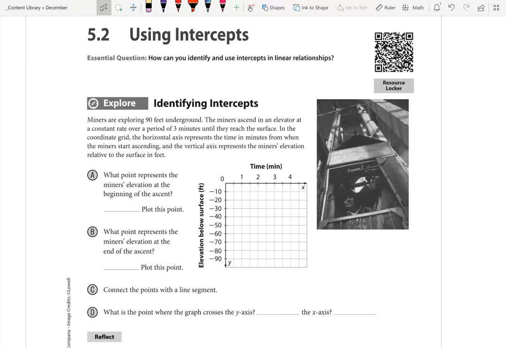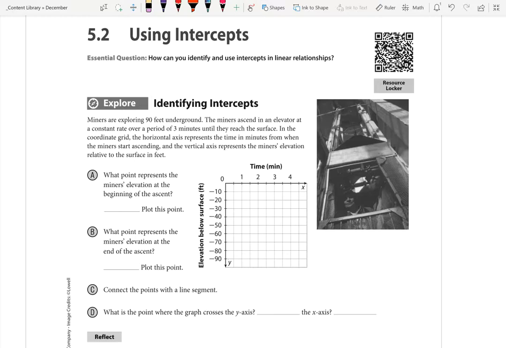So notice it's kind of upside down, because the elevation here is our negative numbers. So 90 feet below the ground is way below the ground. So they're going to be ascending over a certain period of time, right? Something kind of like that.